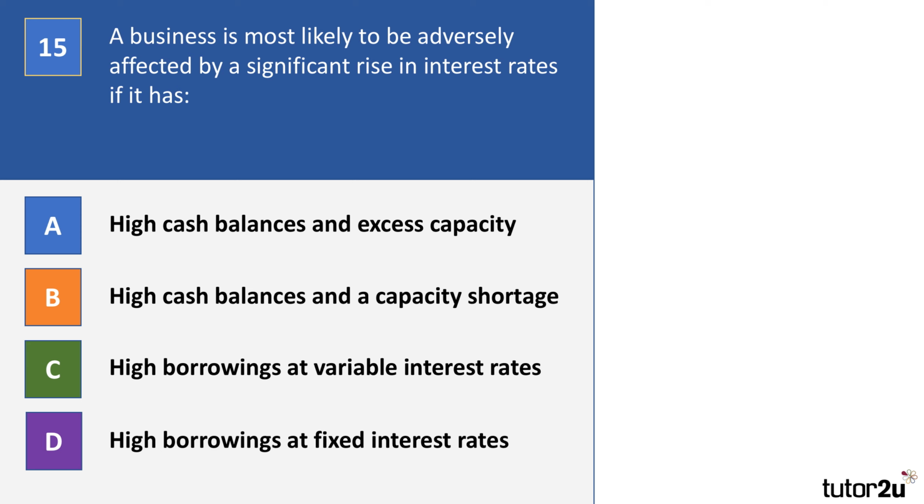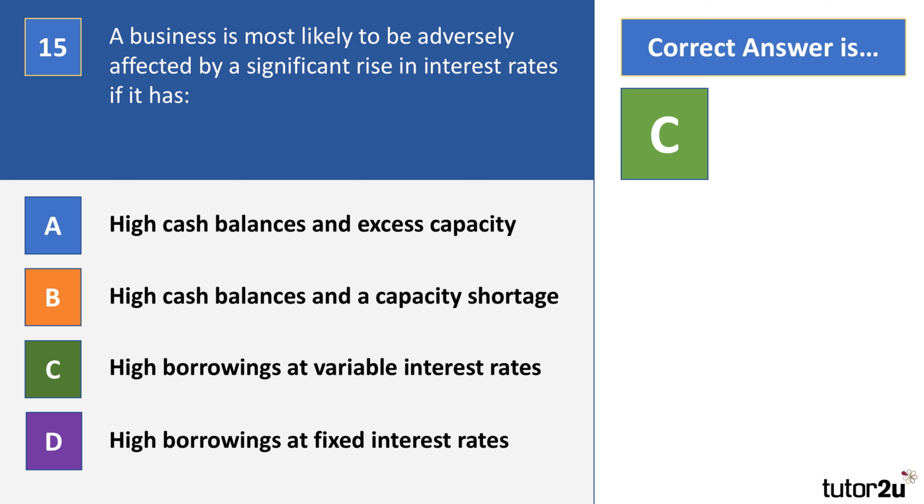And for this last question, how did you get on? Well, if you said C, you'd be right. Why is it C? We're talking about a significant rise in interest rates. Therefore, to be adversely affected, we'd have to have borrowings or debt rather than cash. So we'd be paying more interest on the debts that we have, the loans, bank overdrafts. But we're also told it will be a change in interest rates.